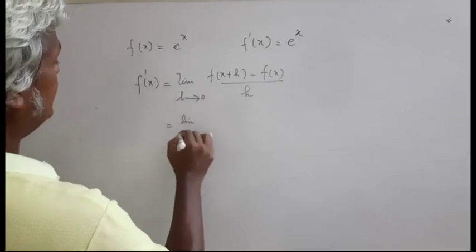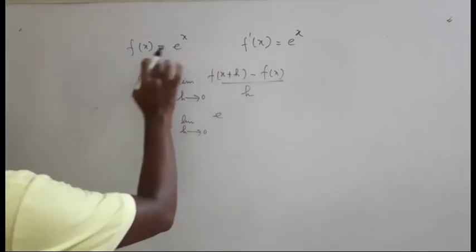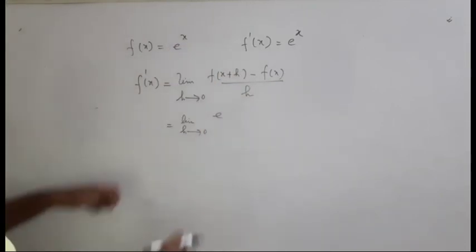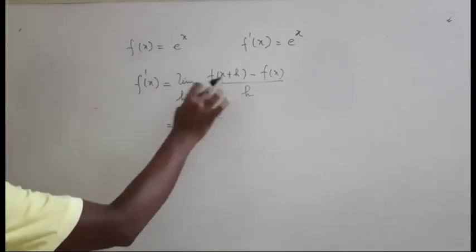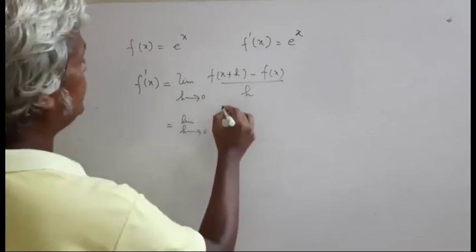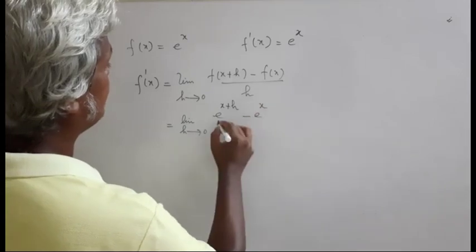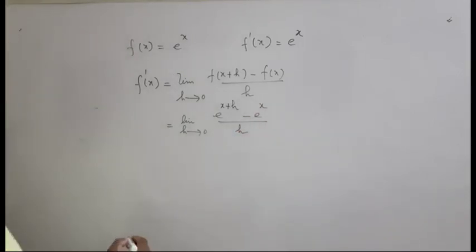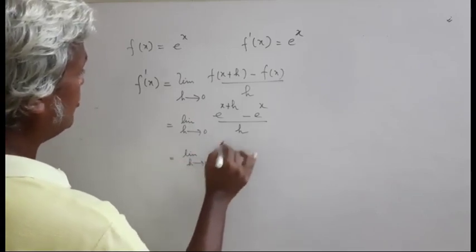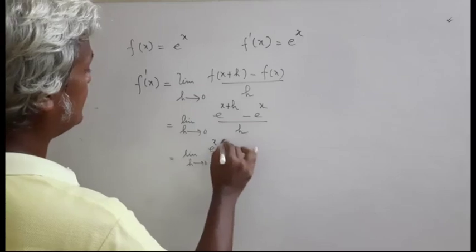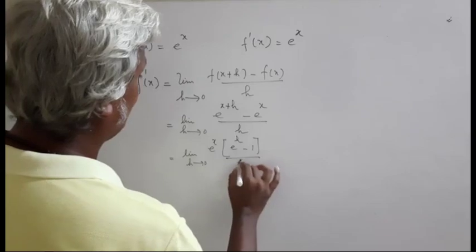Now since the function f(x) is e to the power x, when we have to find f(x plus h), we replace x by x plus h. So f(x plus h) will become e to the power x plus h, minus e to the power x, over h. Now with limit h tends to 0, we can take e to the power x common, and we will be left with e to the power h minus 1 over h.